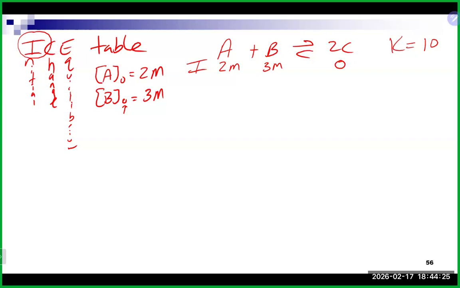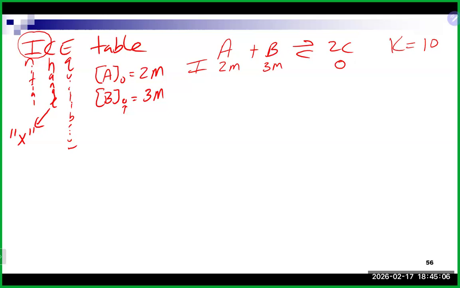Now, the change part is really the important part of the table. It ultimately is what we're looking to figure out and solve for. And we usually represent the change in these ICE tables as x. So x is typically the thing that we use to represent the change. So if we just think about this reaction, and we only have reactants given to us, which way should this reaction probably be heading? Should it be heading in the forward direction or the reverse direction? Which way should it go? It is going to be the forward direction.